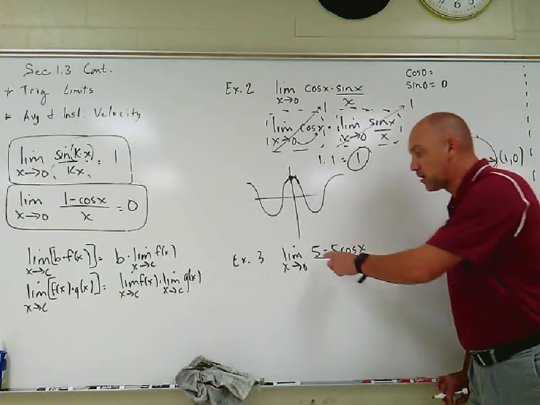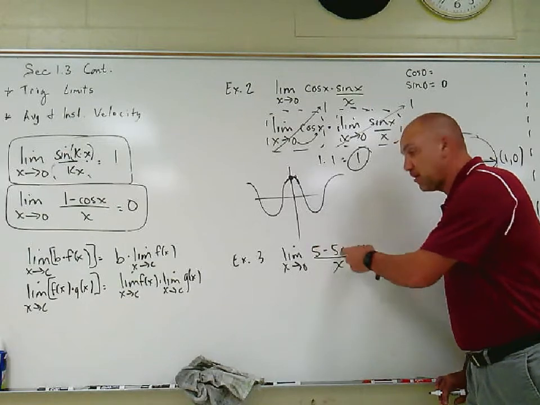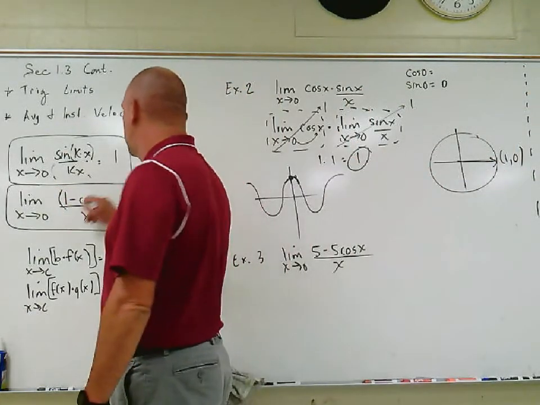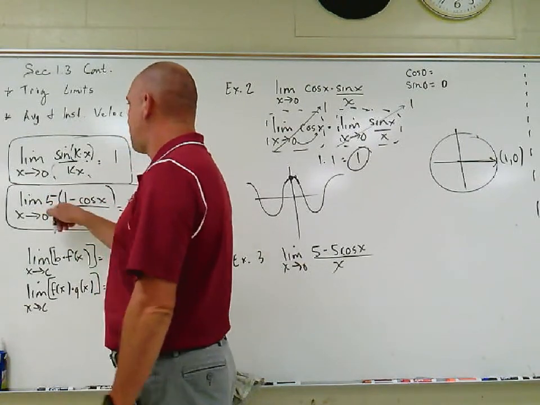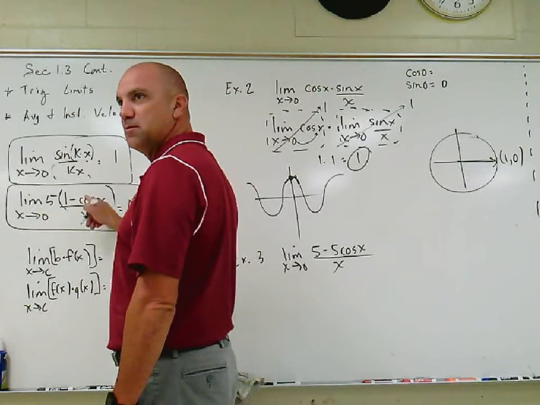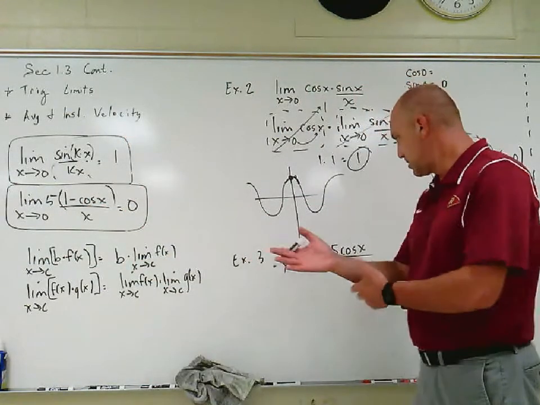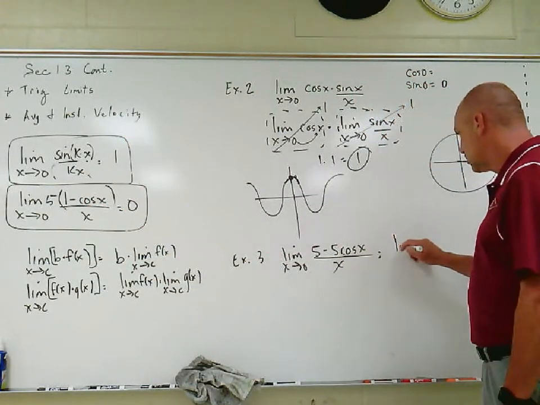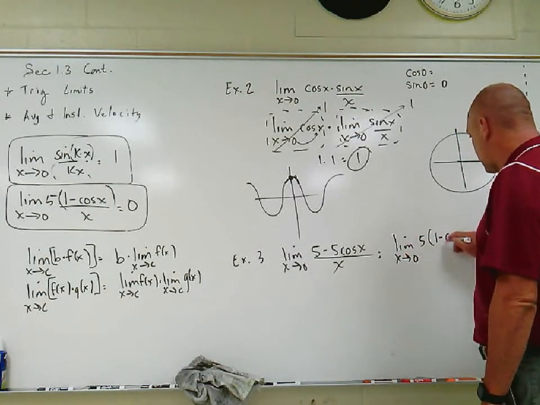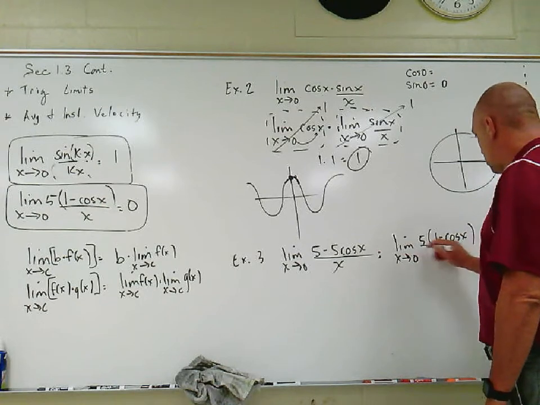Notice, we're lucky that there's a 5 here and a 5 here. Go up here. If I put a 5 in front of this, is that 5 minus 5 cosine if I distribute? Yeah, so now I can take the 5 out. So I have the limit as x goes to 0. The ability to factor expressions is very huge in calculus.